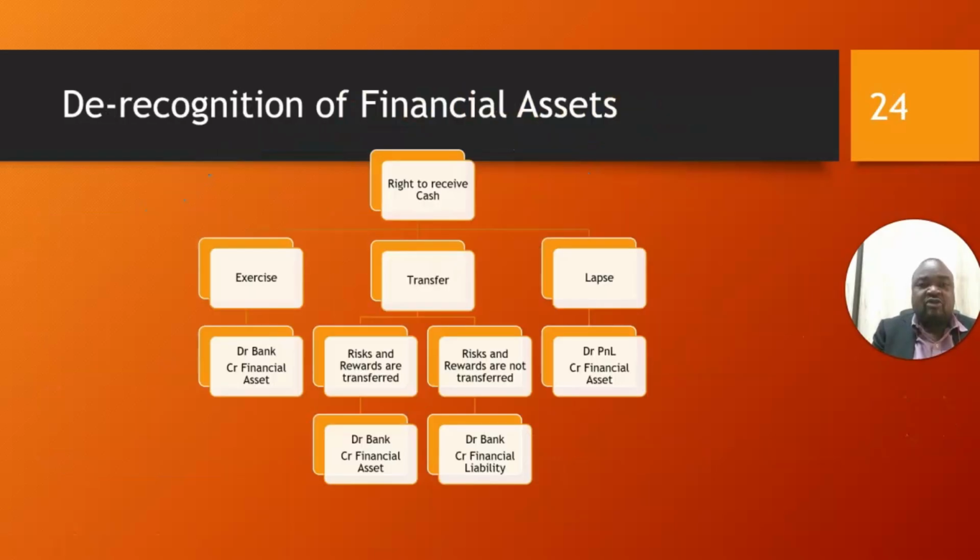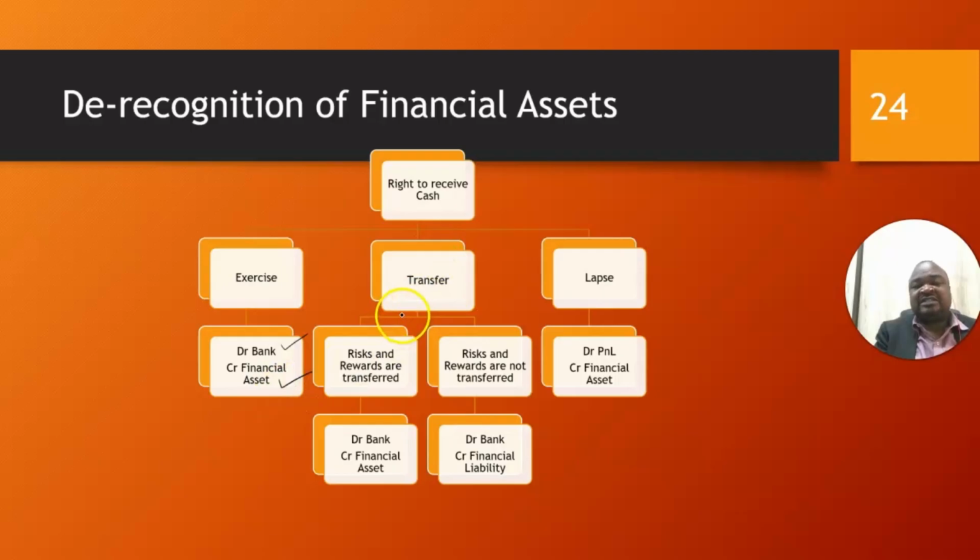How do we de-recognize a financial asset? Remember, it is the right to receive cash. How do we de-recognize the right to receive cash? Either we have to exercise the right, we need to transfer, or we just have to let the right lapse. So if we exercise, we then have to debit the bank, that is, we receive the cash, and credit the financial asset, because the moment we receive the actual cash, there's no more financial asset. So we're going to debit bank and credit the financial asset.